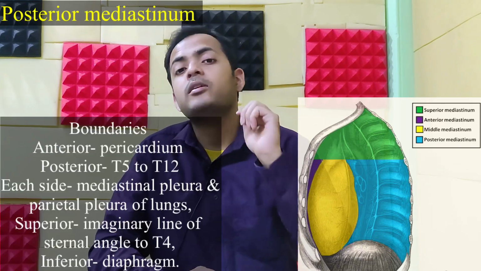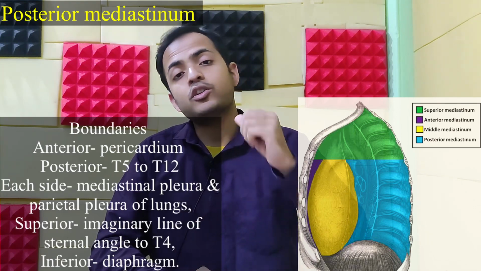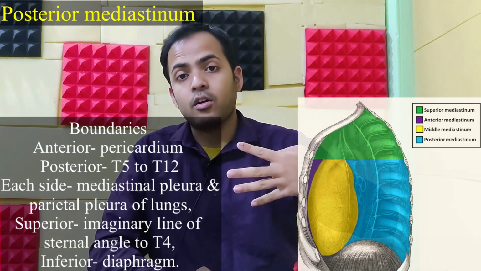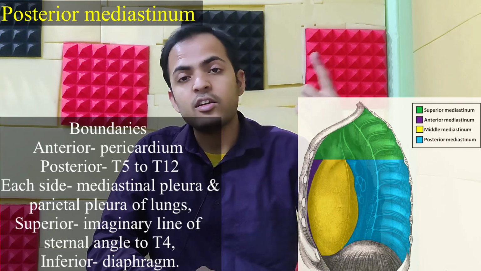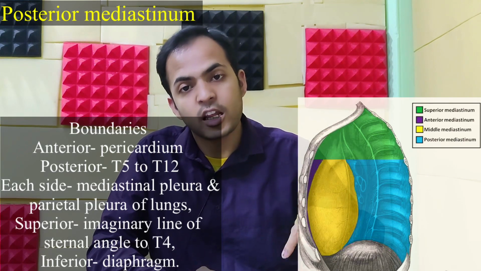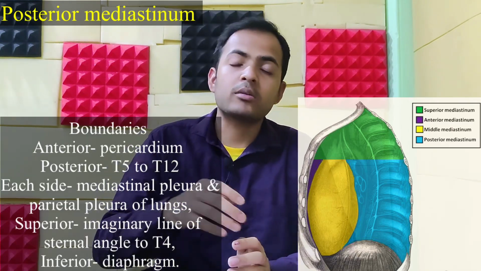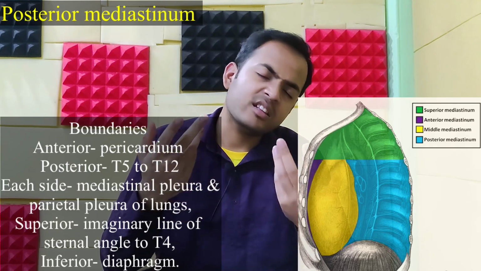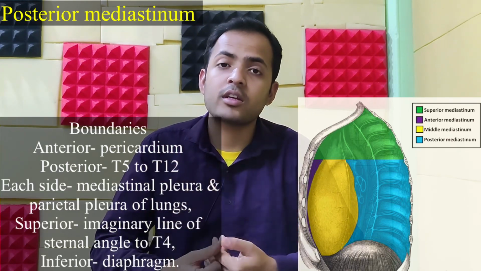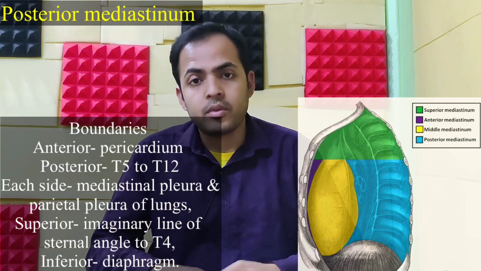Now the posterior mediastinum, it is also part of the inferior mediastinum, and you know about this, but you don't know about the boundary. It is bounded anteriorly by the pericardium, and posteriorly by eight thoracic vertebrae from T5 to T12: T5, T6, T7, T8, T9, T10, T11, T12. So all these eight vertebrae make the posterior boundary. On each side again there is the same mediastinal pleura along with the parietal pleura of the lungs.